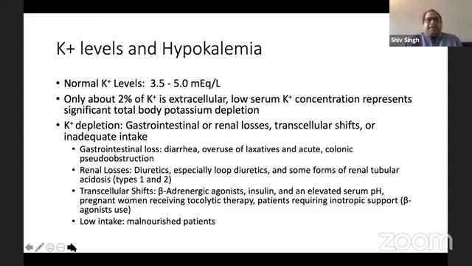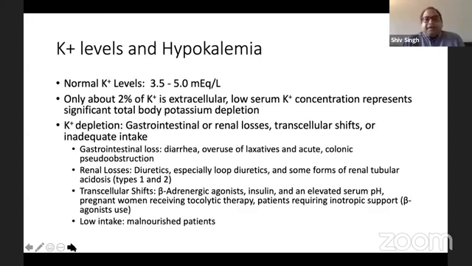Then, transcellular shift can occur because of the use of beta-adrenergic agonists. So patients using, say, salbutamol regularly, as in asthmatic patients. It can occur because of the use of insulin. So we know that insulin is used in hyperkalemia. It can occur because the patient is alkalotic, so elevated serum pH can cause it. Pregnant women who are receiving tocolytic therapy, which again are beta agonists, or patients requiring ventilatory support, again because of use of beta agonists, can also have a drop in potassium levels.